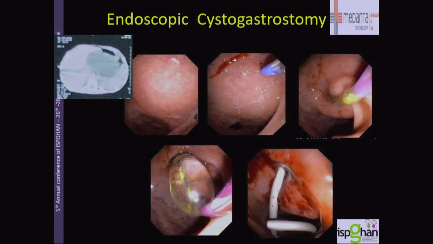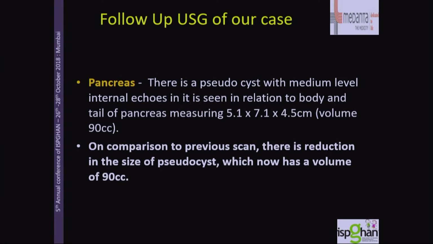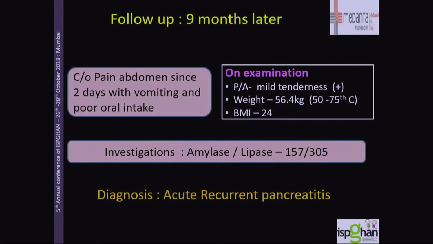Nowadays, you don't go in for surgeries. It is endoscopic intervention. If there is a massive one, you go endoscopically and put a cystogastrostomy or duodenostomy, depending on where your bulge is. But in my patient, the ultrasound showed resolution, so we did not do anything. You just follow up and see whether the patient is symptomatic.